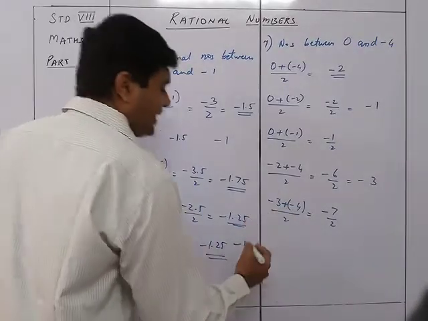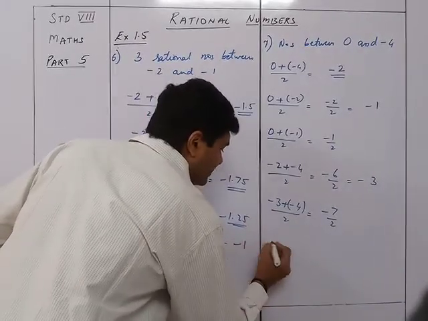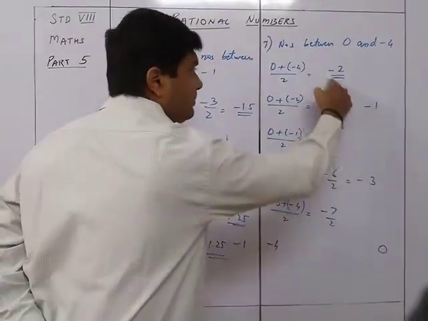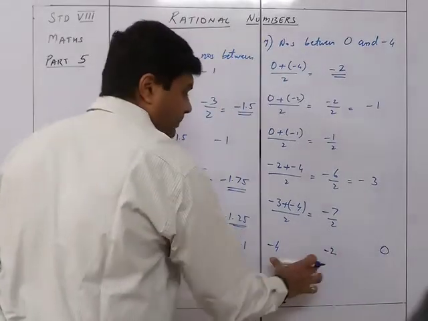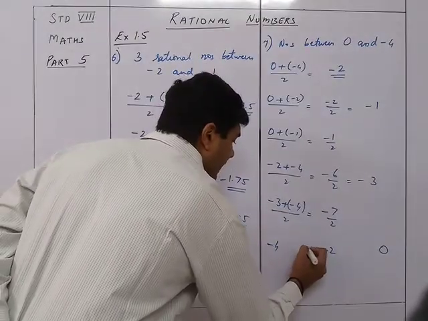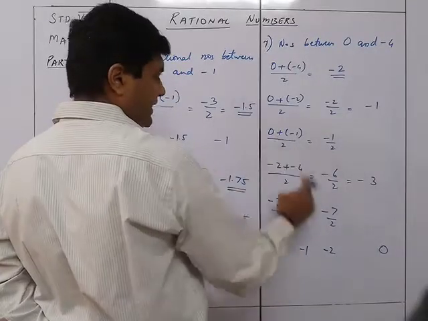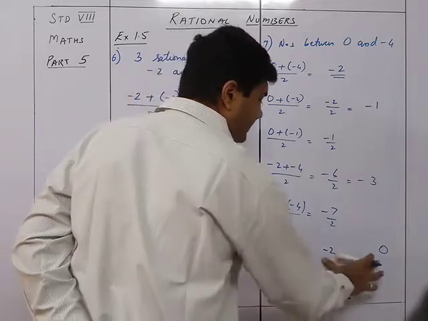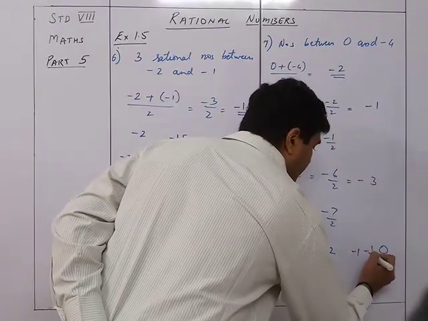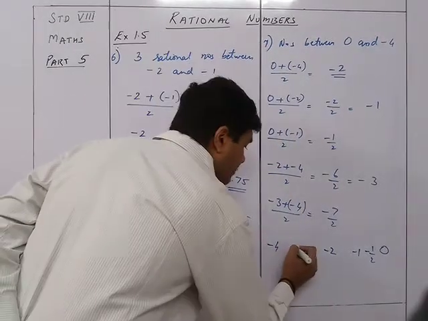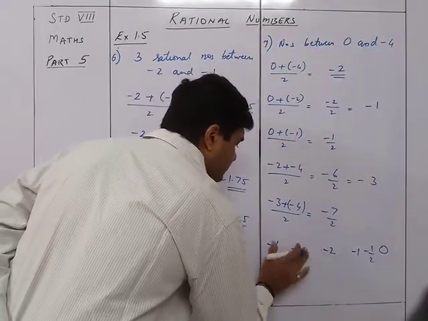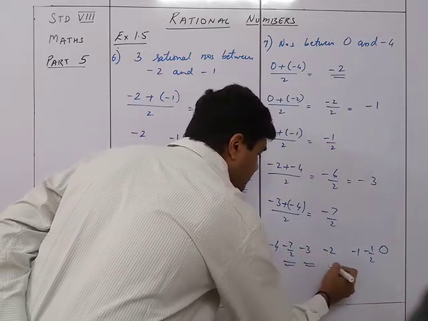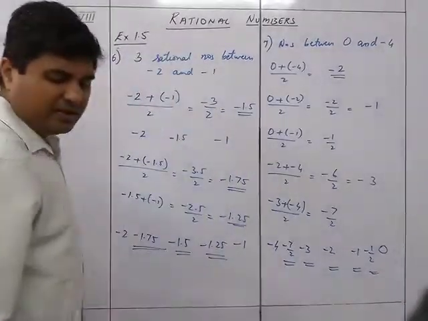So therefore the answers are between 0 and -4. What are the 5 numbers? In between is -2. Between this and this is -1. And between -1 and 0 is -1 upon 2. Similarly, over here is -3, and this is -7 upon 2. So 1 answer, 2 answers, 3 answers, 4 answers, 5 answers. Okay, they are just a random thing.